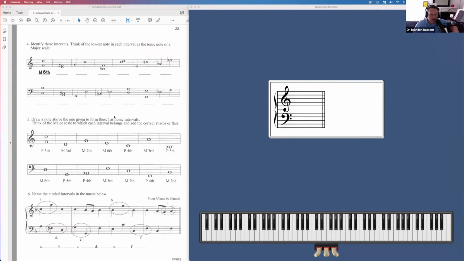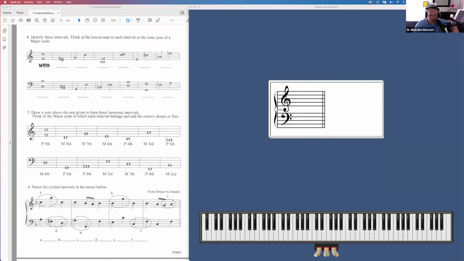Second page, same thing. Now they give you an important bit of information here. They tell you to think of the lowest note of each interval as the tonic note or the key note. So here we're thinking, okay, we're in F major. F to D is a major sixth. Here we're thinking that we're in D major. D to F sharp is a major third. Okay, so this should just be major intervals or perfect intervals.